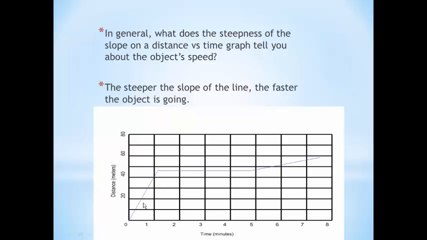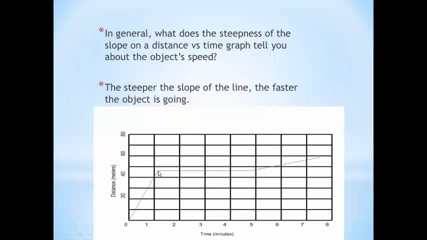So you can see we have 3 different slopes of the lines. We have a very steep slope here, which tells us that the object is going fairly quickly, because you can see it goes a far distance. It goes maybe 45 meters in just a little over a minute. So a little over 40 meters per minute.